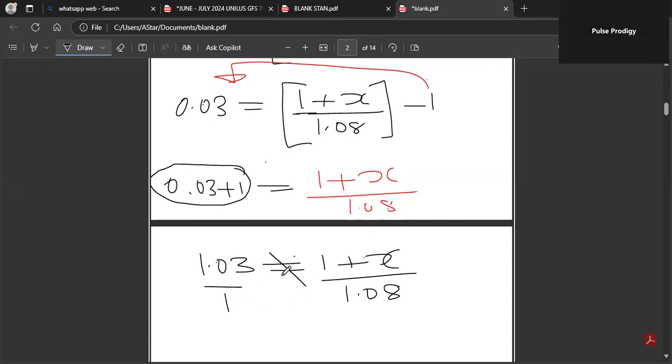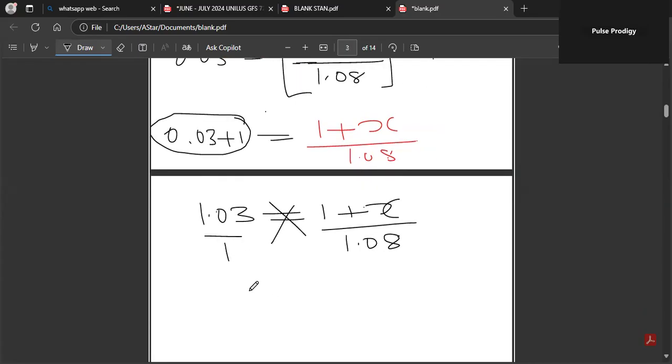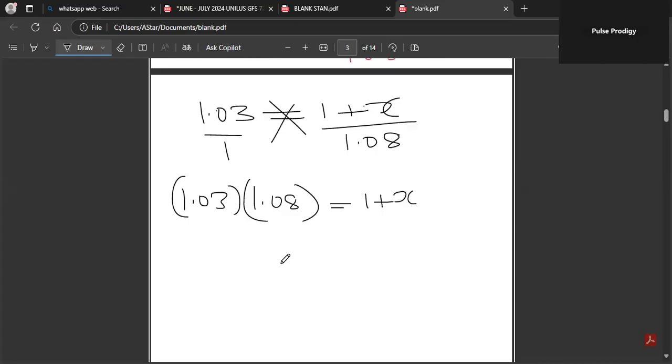So what do we do at this time? We cross multiply, not so? Yes. 1.03 multiplied by 1.08, which is equal to 1 plus x. 1.03 times 1.08 is giving us what? 1.1124 is equal to 1 plus x.